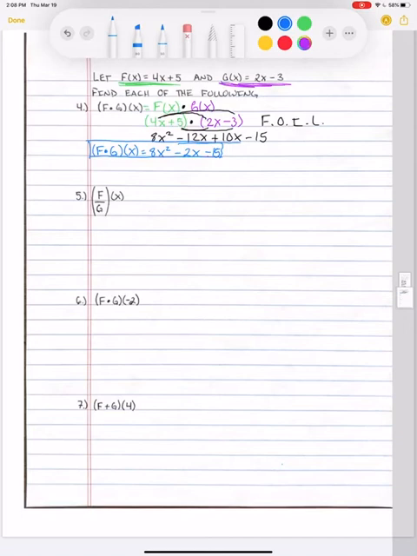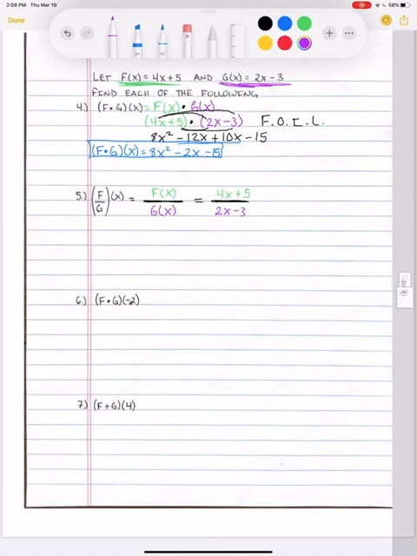Then I have f divided by g of x. Again, order matters. F is on top of the line, g is on the bottom of the line. So I'm just going to draw my little line. Okay, f of x goes on top. G of x is on the bottom. Okay, so I have my line. F of x is 4x plus 5. G of x is 2x minus 3.